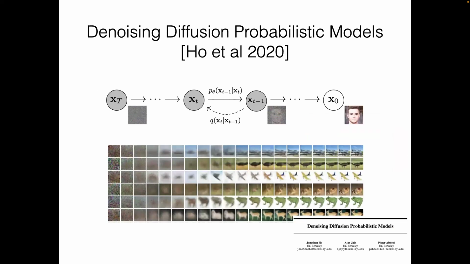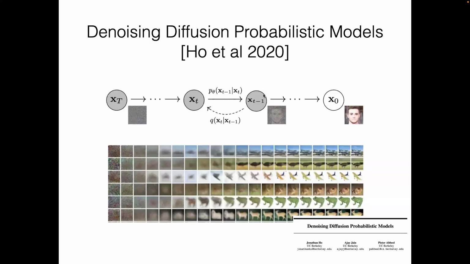So there were two different formulations for diffusion that came out around the same time. And here's one of them. This was called denoising diffusion probabilistic models. And here you see this idea that I was briefly introducing at the start of the class. So here we have some notion of going from noise to real images or from real images to noise.